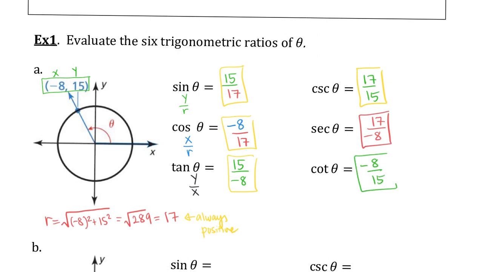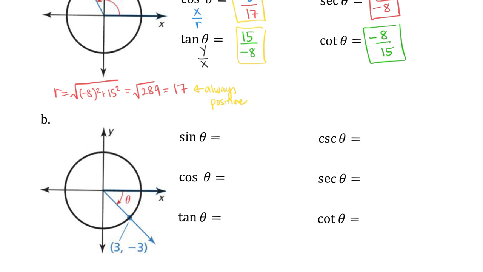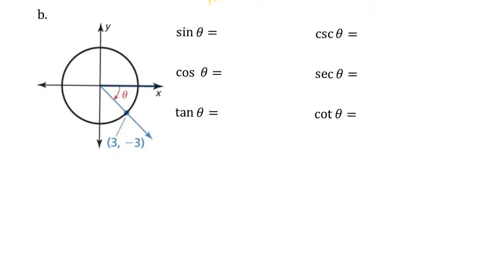Let's try one more. Okay, so they've drawn me a picture, which is lovely, but I only care about the ordered pair. So this is x, this is y, I need r. So r equals the square root of 3 squared plus -3 squared. I can do this in my head, huh? That's 9 plus 9, which is root 18. Oh, I can simplify that. That's 9 times 2, so it's going to be 3 square root 2. Okay, and it's positive, always positive.